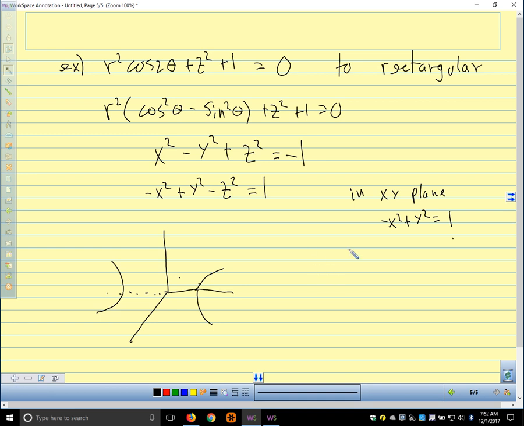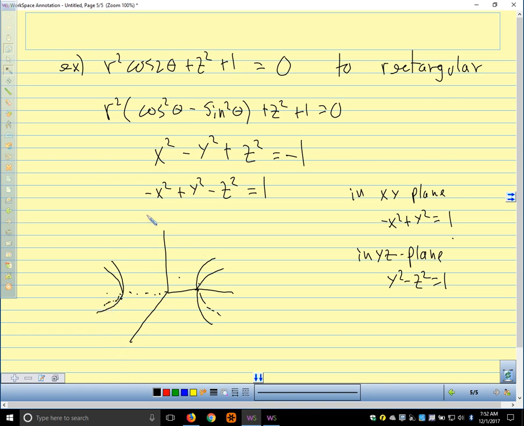All right, in the YZ plane we have y squared minus z squared equals 1. So we have a hyperbola, and the axis is along the y-axis. So we get a hyperbola here and down here. Same thing here, hyperbola here, and then it goes down here.